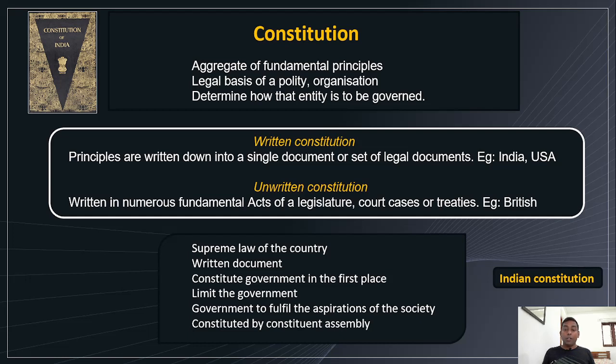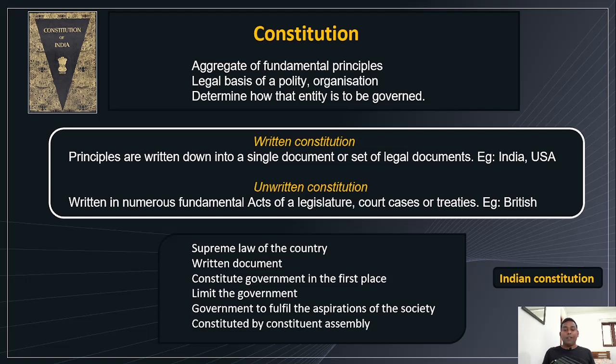Yes. Then there are two types of constitutions: written constitution and unwritten constitution. When we hear the terms written constitution and unwritten constitution, please don't think the unwritten constitution is one that is not at all written. It is not that. The difference is that in a written constitution, like in India or in the USA, principles are written down into a single document or set of legal documents. But in an unwritten constitution, like in Britain, the principles are written in numerous fundamental acts of a legislature, court cases or treaties.